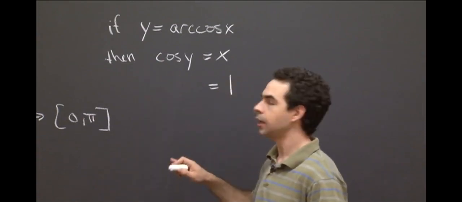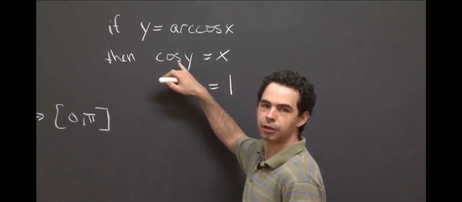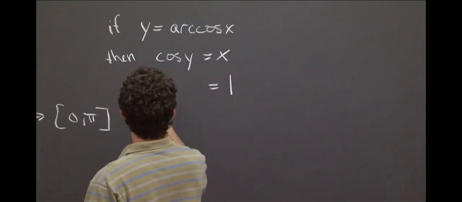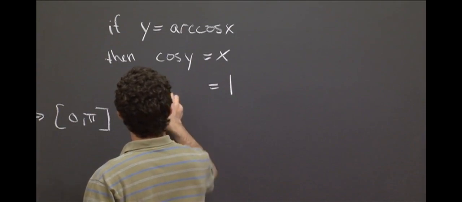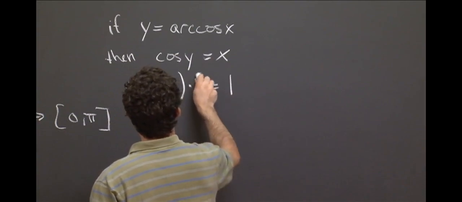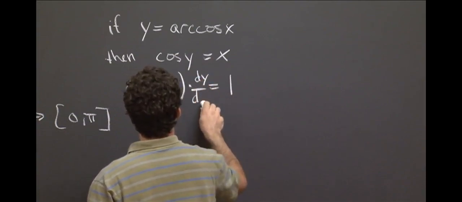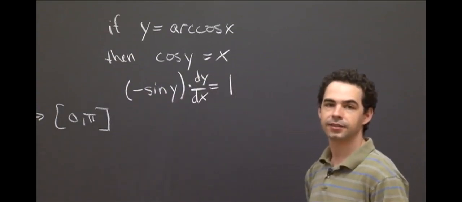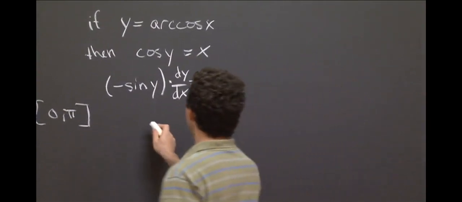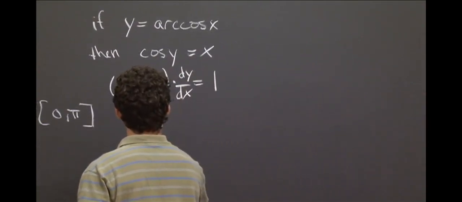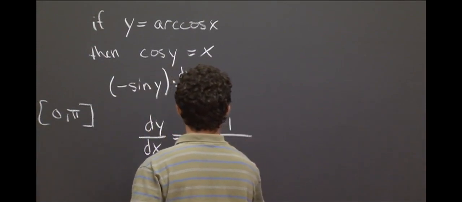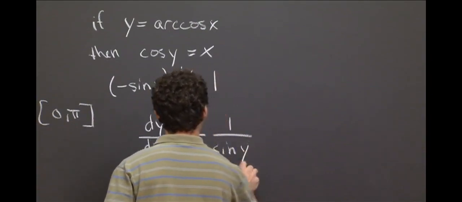And on the left-hand side, well, we have a chain rule here, right? Because we have cosine of y, and y is a function of x. So the derivative of cosine is minus sine y, and then we have to multiply by the derivative of y, which is dy dx. Now, dy dx is the thing we're after, so we solve this equation for dy dx, and we get dy dx is equal to minus 1 divided by sine y.